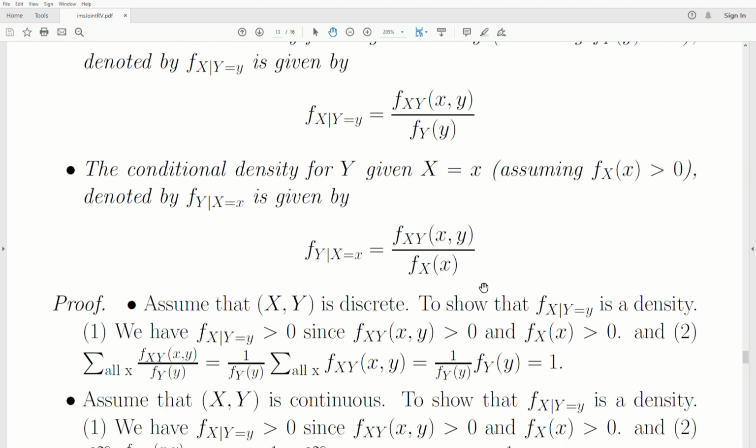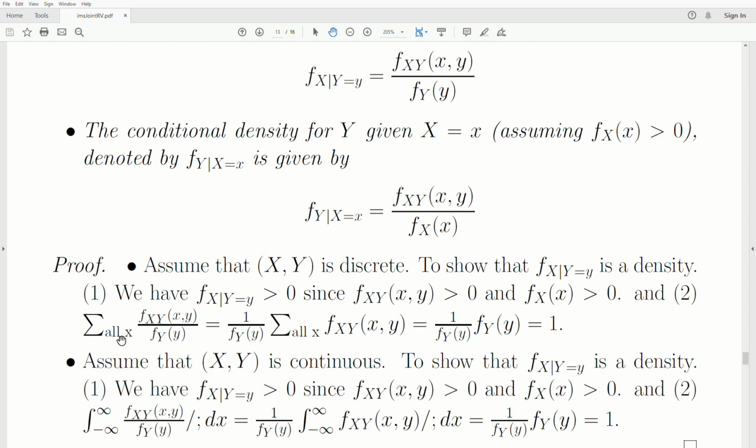Now, to prove that they're densities, we need to show two things. The necessary and sufficient condition is that the density is always positive and that it integrates or sums to 1, depending upon whether it's continuous or discrete. So first, let's assume that x and y are discrete. To show it's a density, first we have to show it's positive, and it is positive since the joint density is always positive, and the marginal density is always positive, and that means the ratio is positive. So that part is proven.